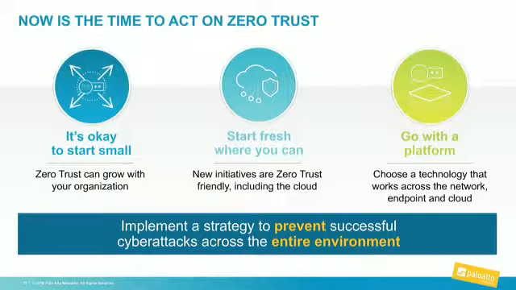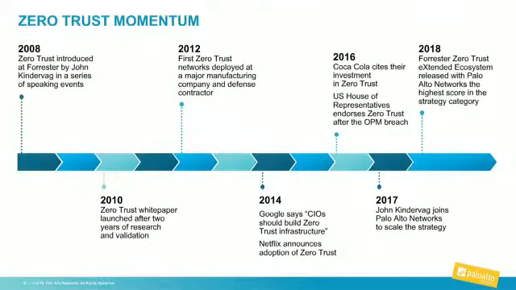And then you must go with a platform. You must have things that work together. Having disparate technologies that don't interact is setting yourself up for failure. That will be your destiny. So you must have a strategy, zero trust, to prevent successful attacks across your entire environment: cloud, mobile, endpoint, on-site data centers, your private cloud, everything. You have to think of it as a single system.